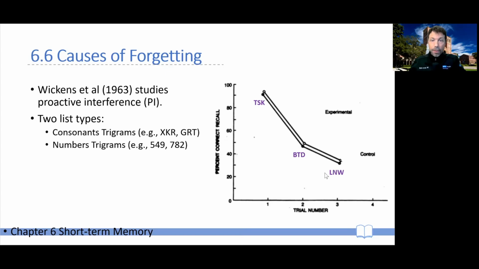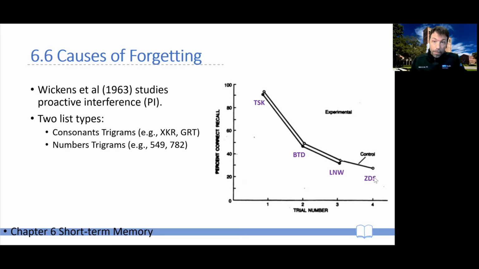Proactive interference. The information you already know and you already encoded is interfering with the new information. But here's the clever trick. Now, the control group got another trigram that was consonants, just like the ones we've just seen. And of course, their performance is still pretty bad.